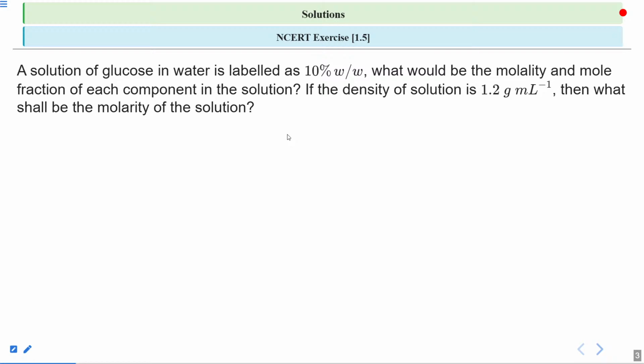So this is our first question. In this, what we have to do? The question says that a solution of glucose in water is labeled as 10% weight by weight. Now, what would be the molality and mole fraction of each component in the solution if the density is given as 1.2 gram per ml? Also, what would be its molarity? So this is your question, and it is question number 1.5 from NCERT.